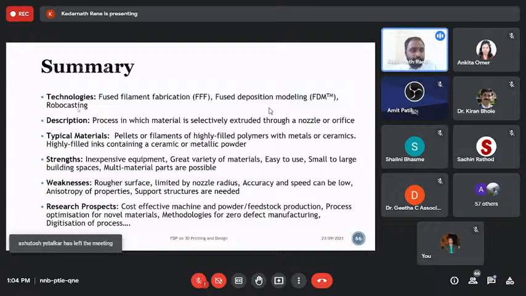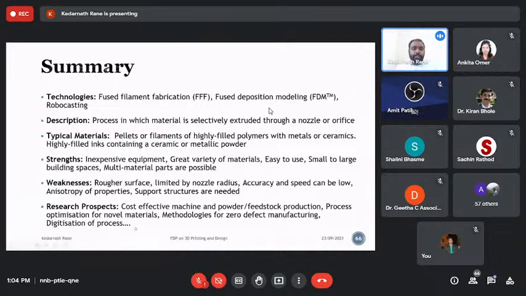I would like to summarize here with the process description. It requires a nozzle and orifice to deposit the material. Any material, in any form, can be processed, but it should be available as pellets or filaments. There are certain merits of the process and certain weaknesses of the process. We already discussed these merits and demerits, so they are listed just here for your reference.